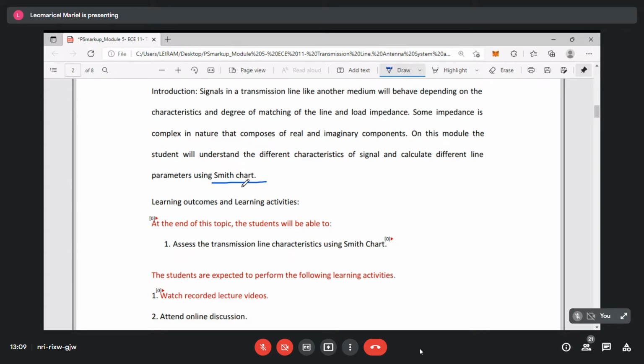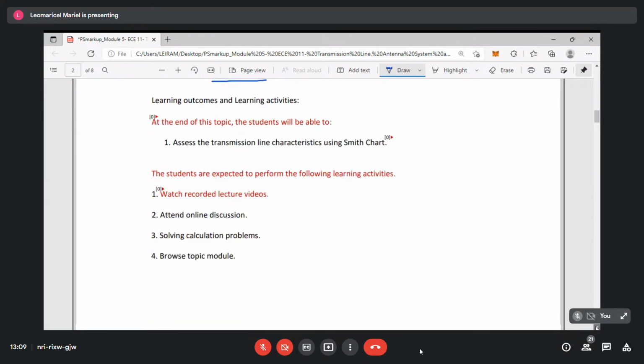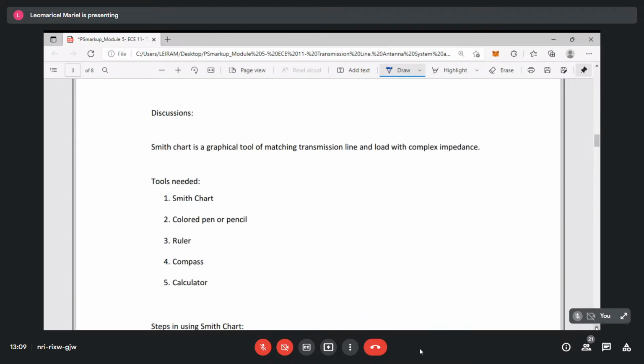So what is the Smith chart? If we are going to define it, the Smith chart is a graphical tool for matching the transmission line impedance and the load impedance with complex impedance in it. That means we will get the values by a graphical method. We just verify whether the formulas we are using are correct, using the graphical method. It is that simple, just for you to have an idea how impedance matching is done using the Smith chart.